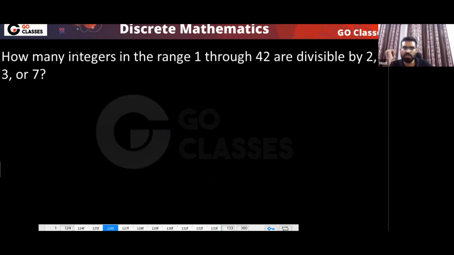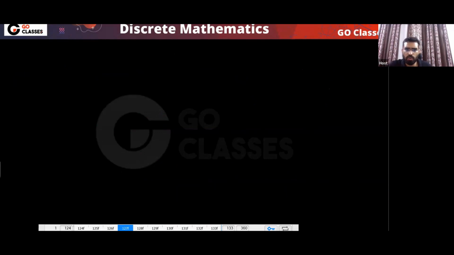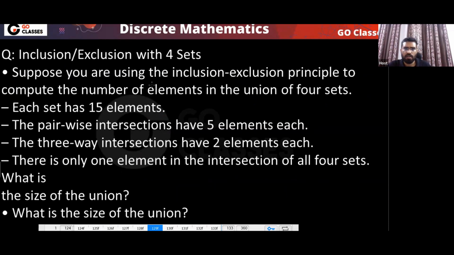Similarly, you can do this question. Okay, just take it as a homework. From 1 to 40, how many are divisible by 3 or 7 or 2? Okay, so this is a simple question. Divisible by 2 or 3 or 7. And this is a question for inclusion exclusion principle with 4 set.